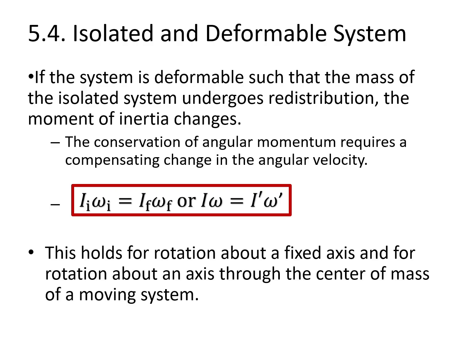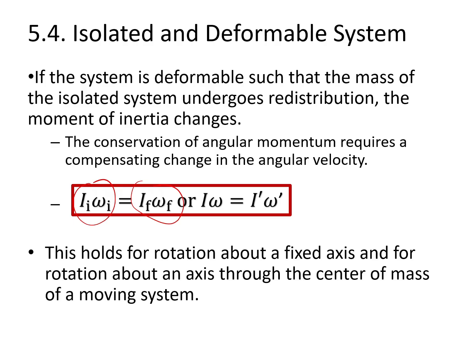So the conservation statement becomes initial moment of inertia times initial angular velocity equals final moment of inertia times final angular velocity. In words, rotational inertia times spin rate before equals rotational inertia times spin rate after. This equation does not say that moment of inertia is constant. It says the product of moment of inertia and angular velocity is constant when net external torque is zero.